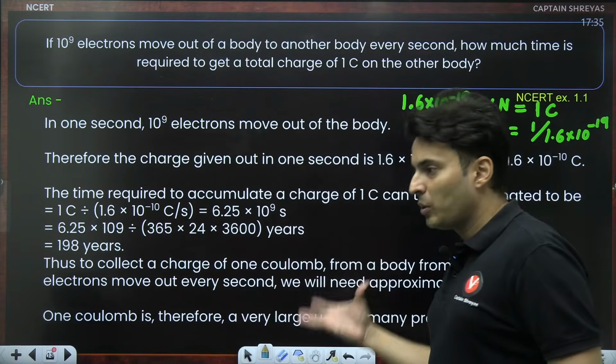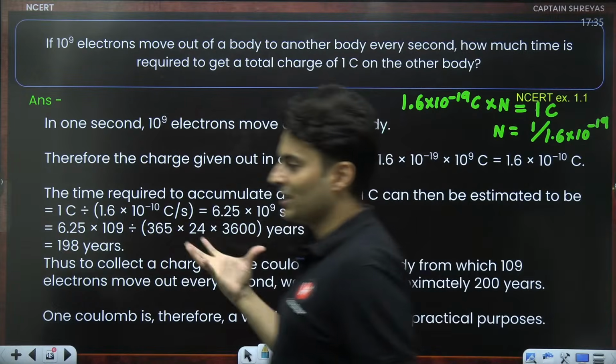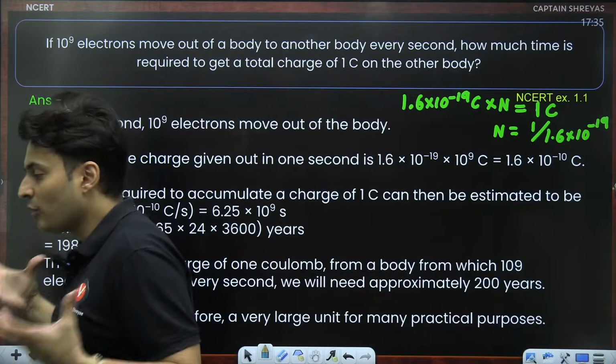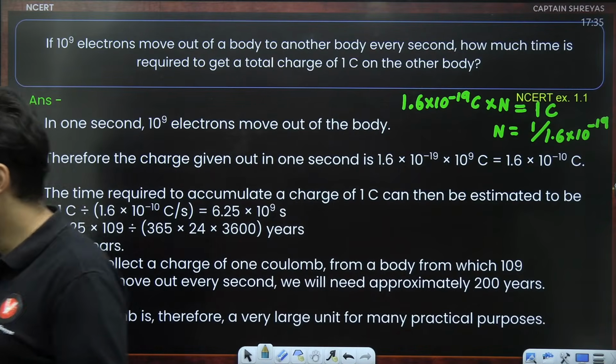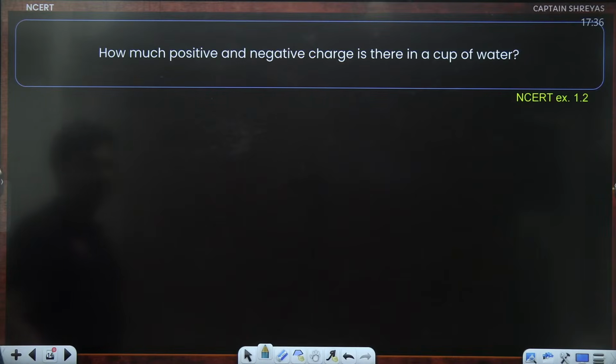So this just tells you how big 1 Coulomb of charge is. It's not so easy. It's a very big number. So usually we deal with micro, milli coulombs or nano coulombs. Is that clear, everyone, till this point? All right. Moving on to the next one.